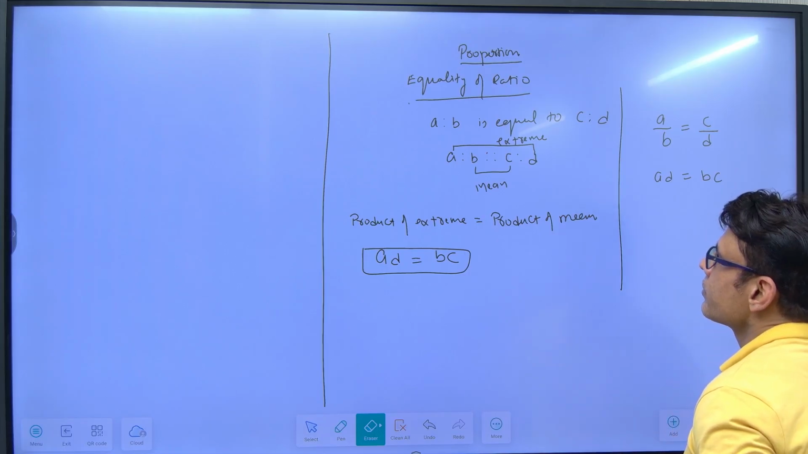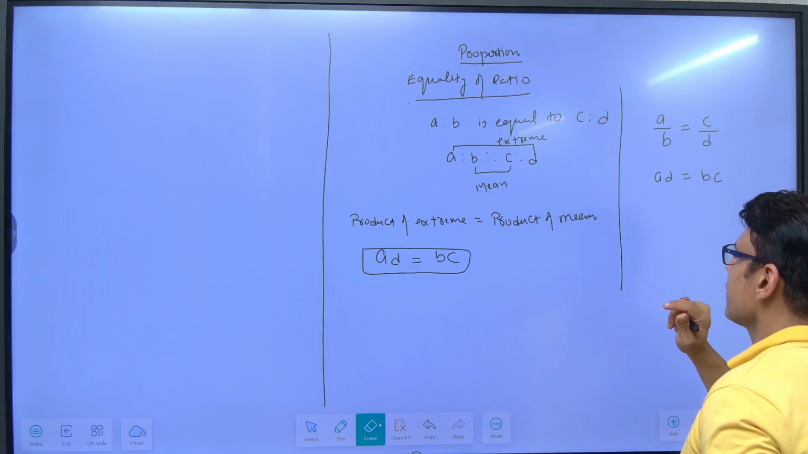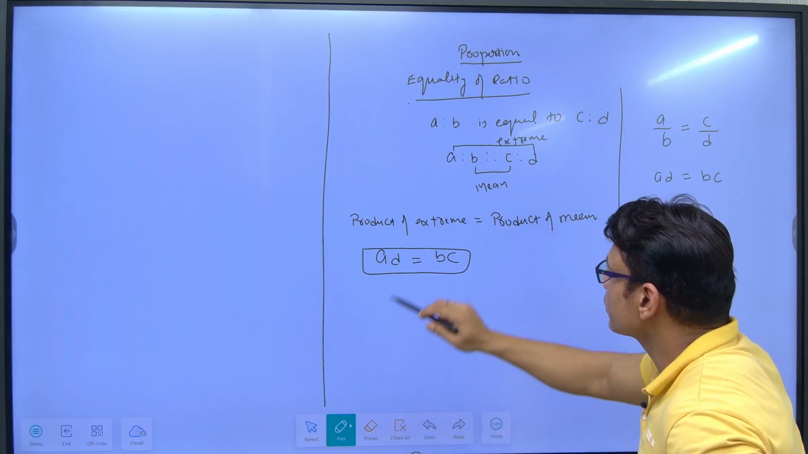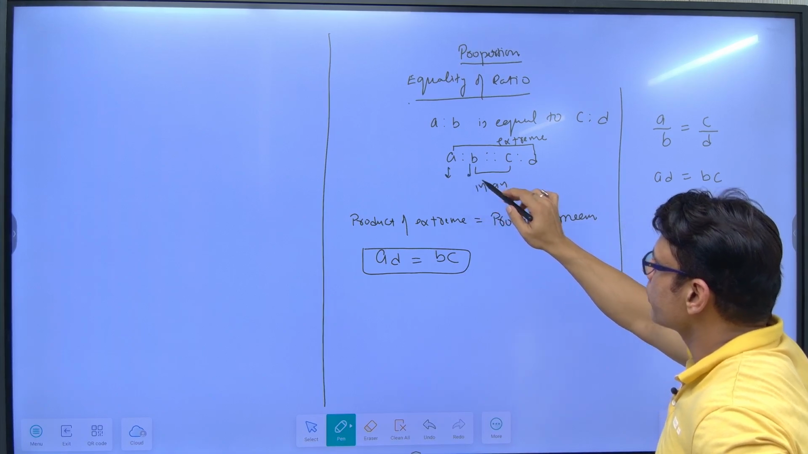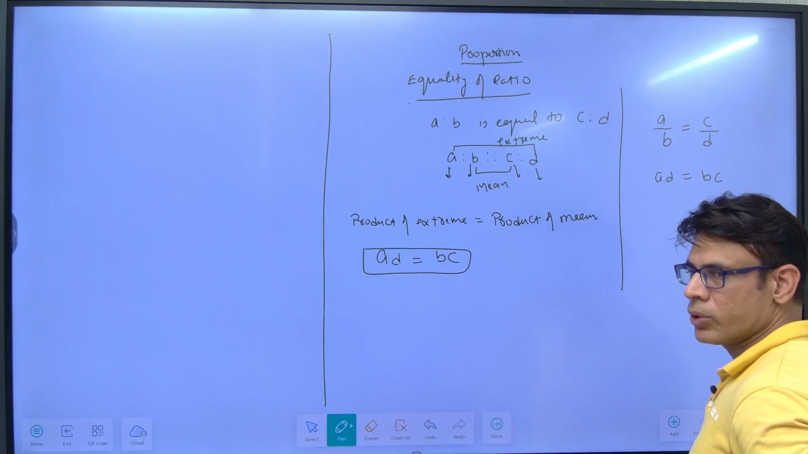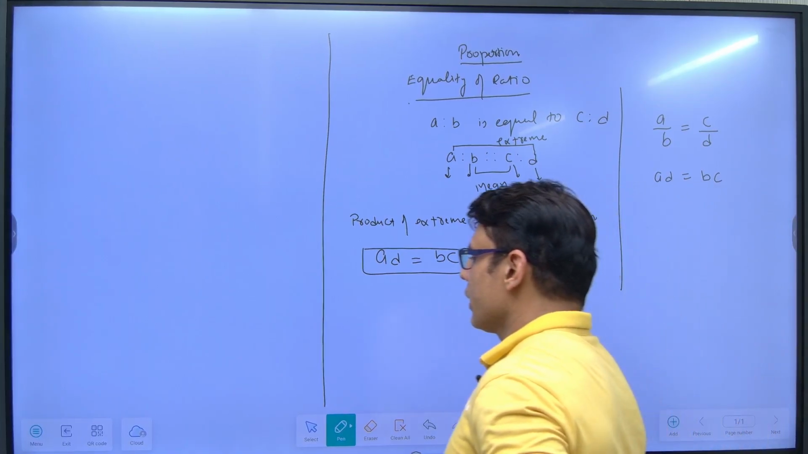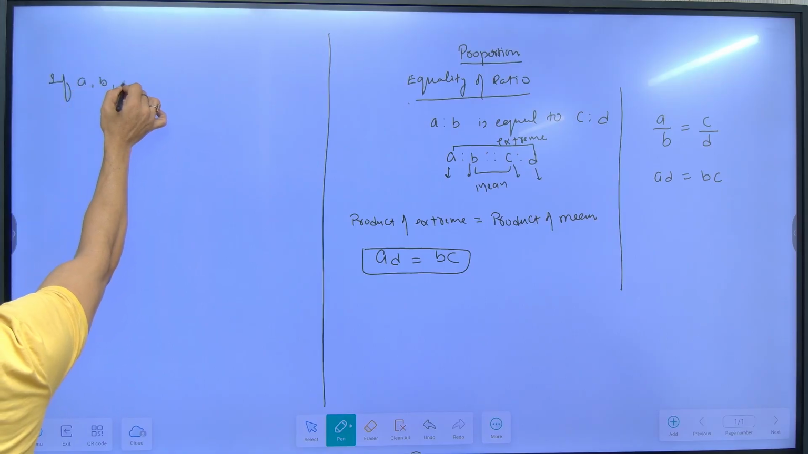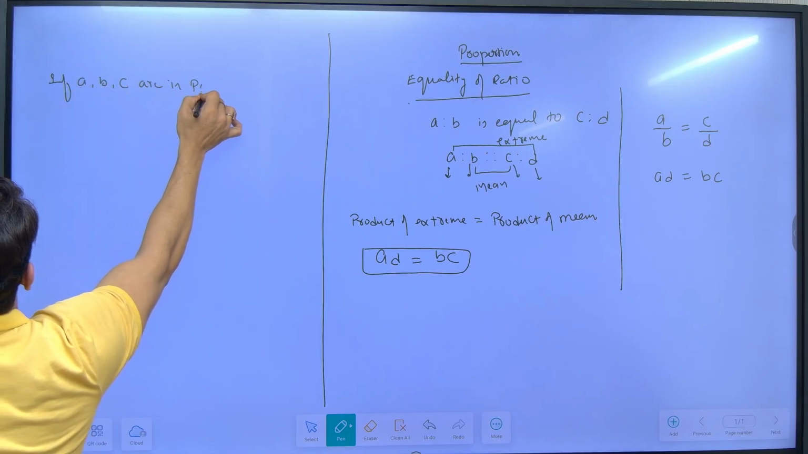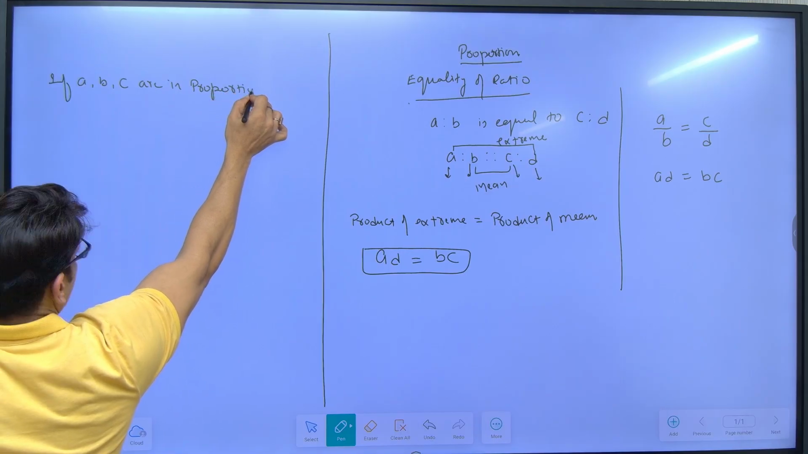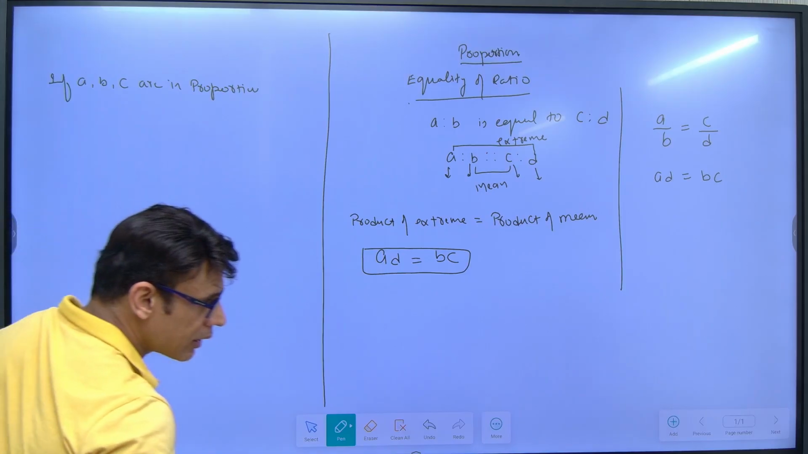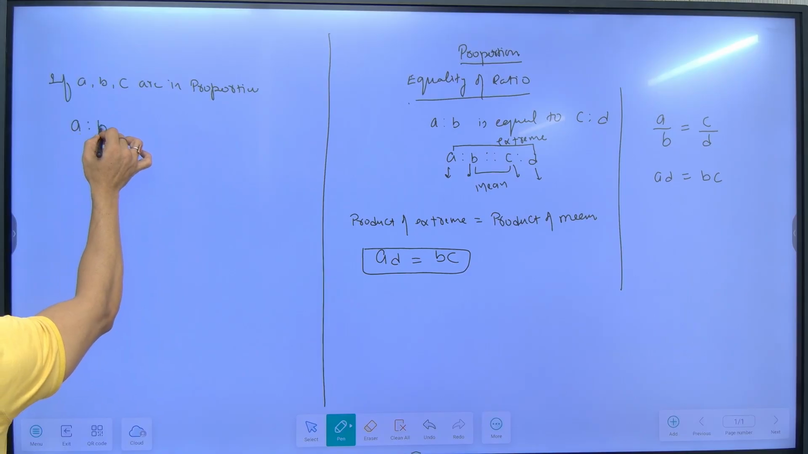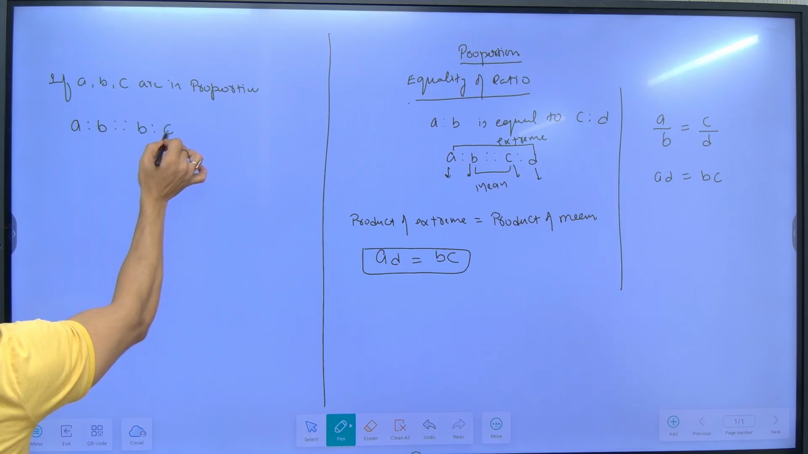Right? But it's clear. In this, when we write this in this fashion, this is called first proportional, second proportional, third proportional, and fourth proportional. We call it, right? But sometimes they'll say that A, B, C are in proportion. If A, B, C are in proportion, then you write this as A is to B in proportion with B is to C. This is how we write.